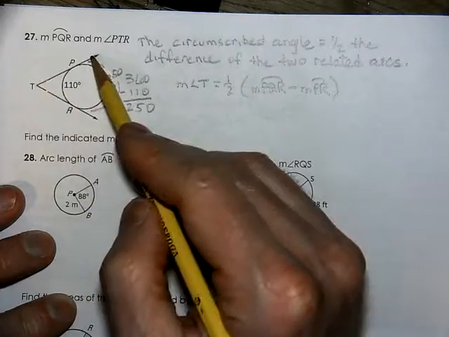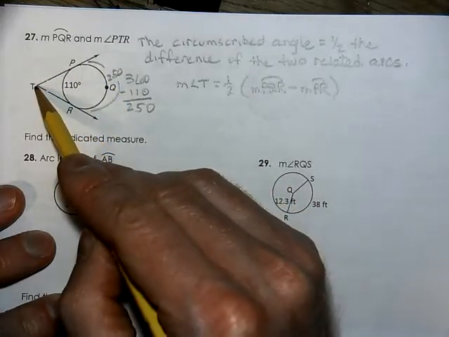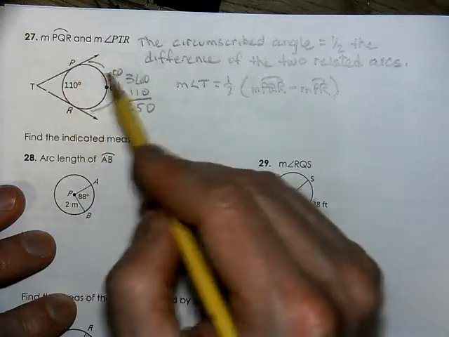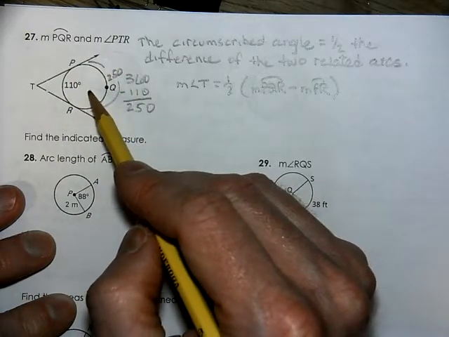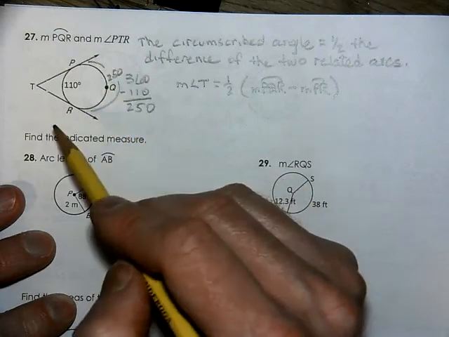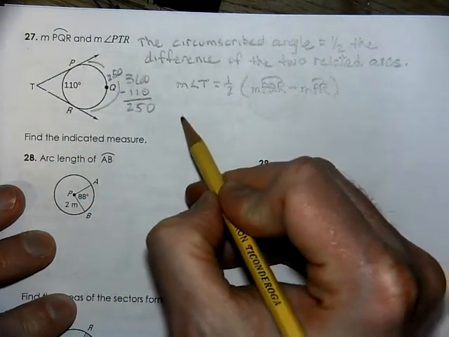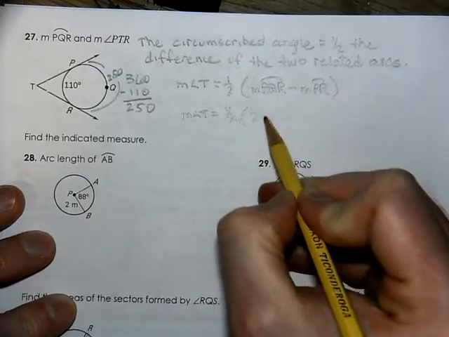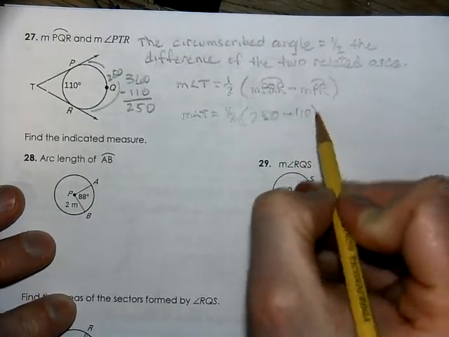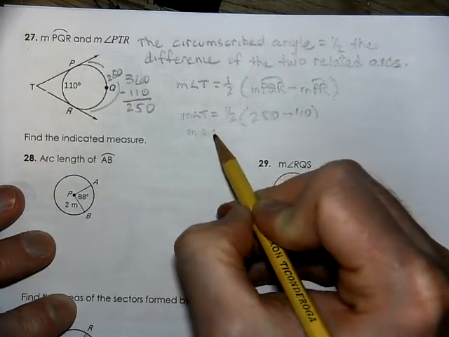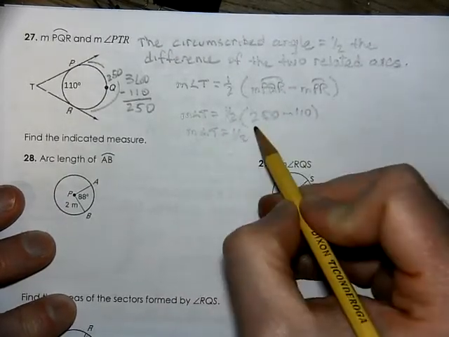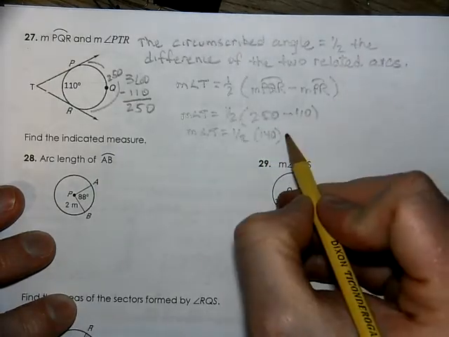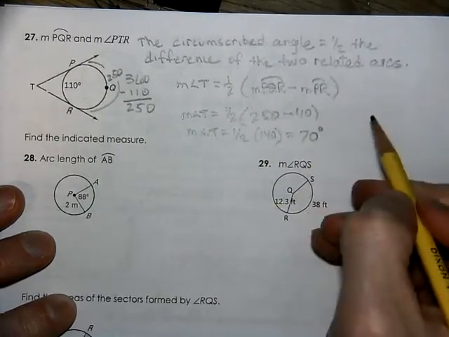These are called tangent rays. They intersect outside the circle, and they split the circle into two parts. Never can it split it into 180 and 180. So the measure of the angle equals half of 250 minus 110. So the measure of angle T equals half of 140. So that's going to equal 70 degrees.